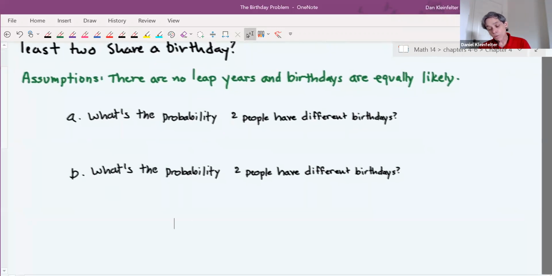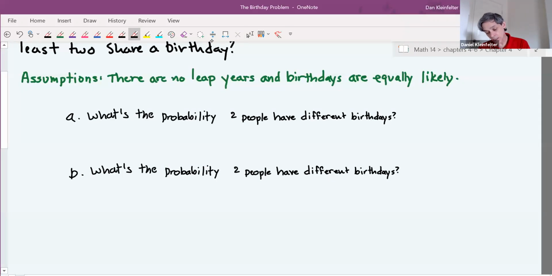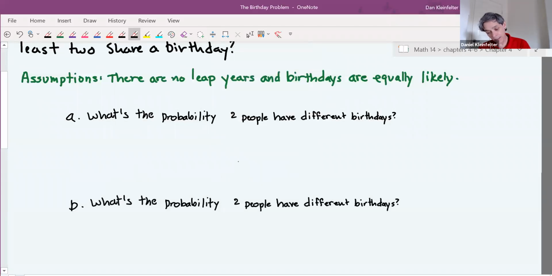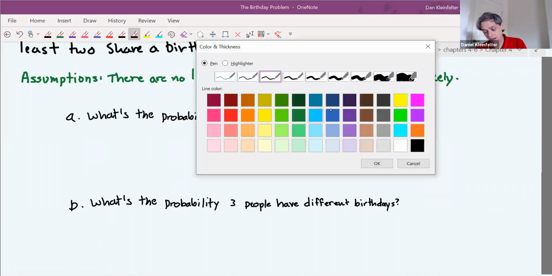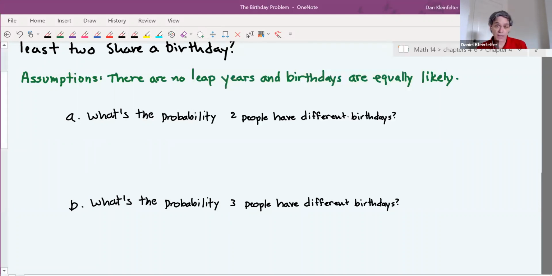Okay, so we're going to try to develop the solution to this by thinking in a little problem, and then we're going to extend it into the general case. So first of all, we want to figure out the probability that 2 people have different birthdays. If 2 people have different birthdays, then that's the complement of them having the same birthday. In other words, if they have different birthdays, then it's not true that they're the same. It turns out that using the complements rule is going to be easier on this.